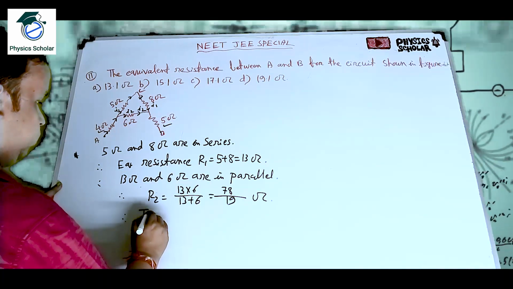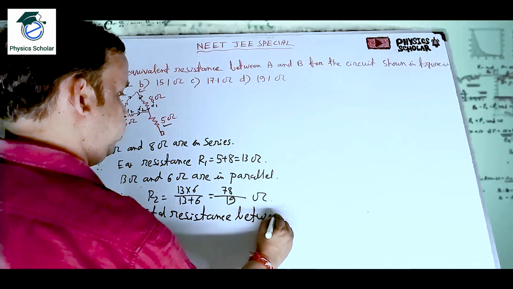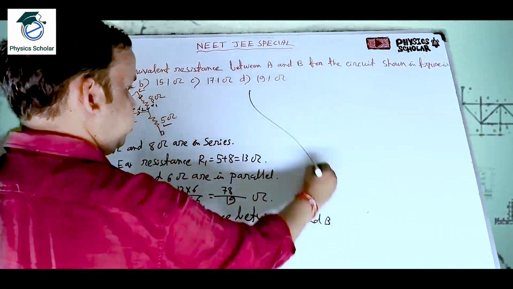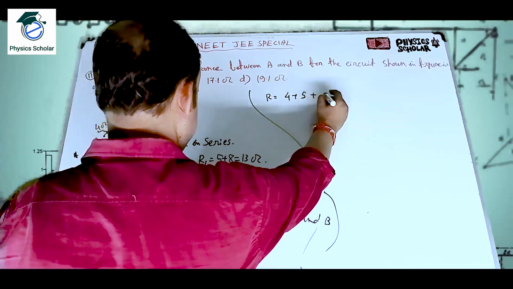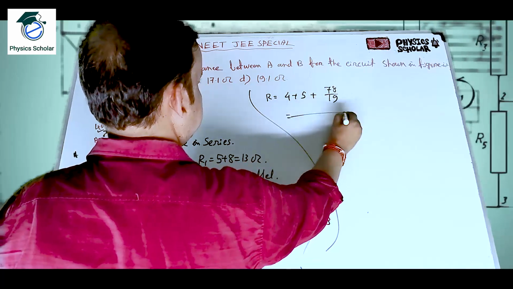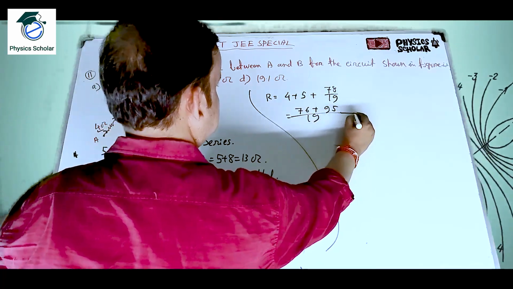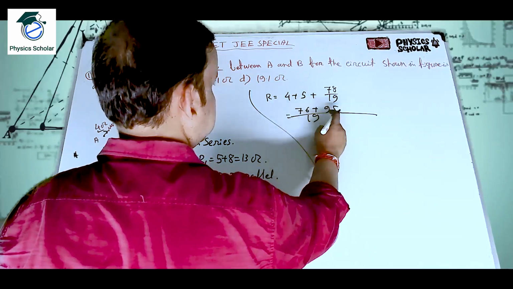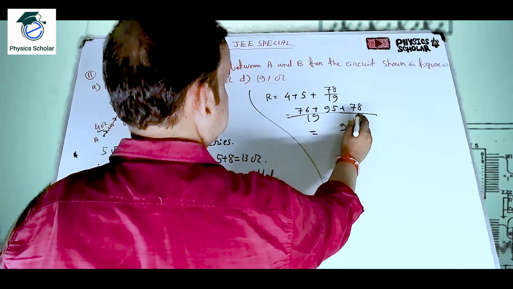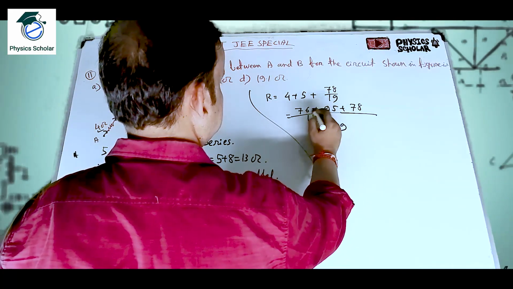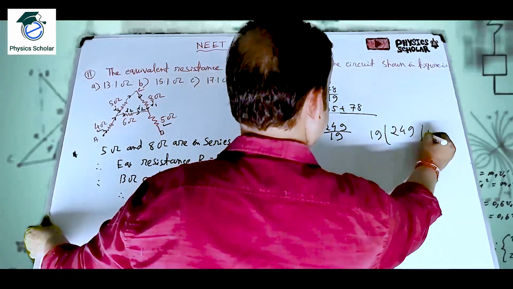So the total resistance between A and B, what will it be? It is 4 plus 5 plus 78 by 19, which is 249 by 19.